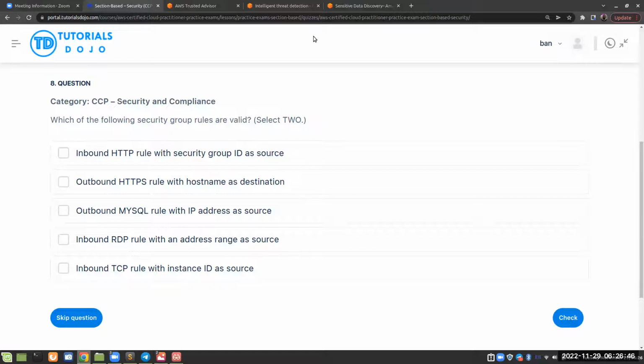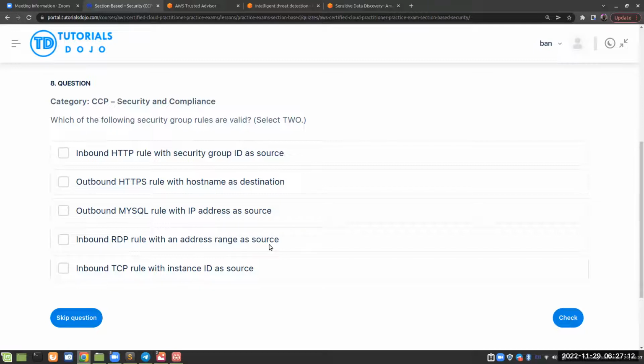Okay, so you say, and the better I see, I will say C and D. Okay. A, B, C, so this C and D. Outbound MySQL rule with IP address as source. Inbound RDP rule with an address range as source.